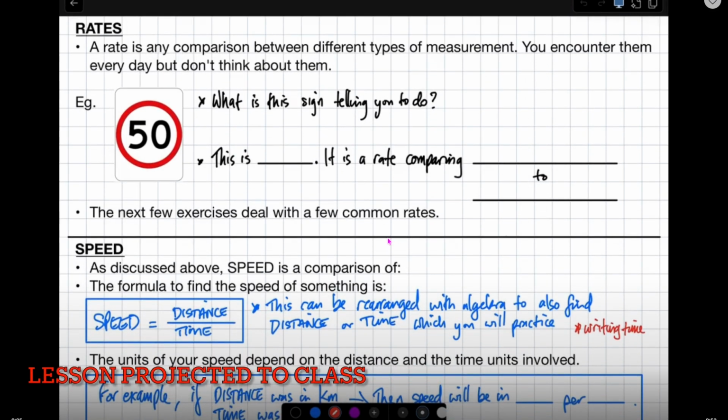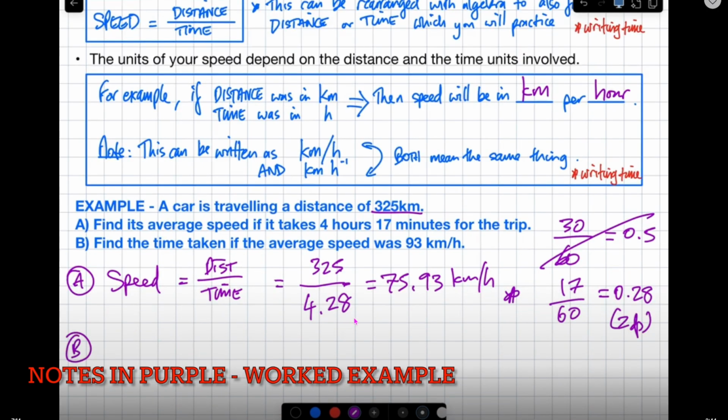So that is a recording of exactly what I taught in class live, with this being projected on the projector for all of the students to see. Notes in black are there to help me tell the story or teach the lesson. Notes in blue are the bare minimum of what you should copy down. Notes in purple, like you'll see here, are examples that I demonstrate and they should be copied down too.